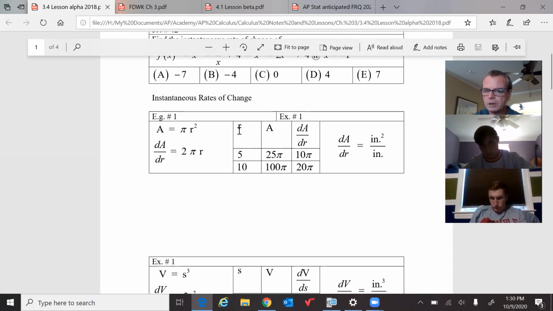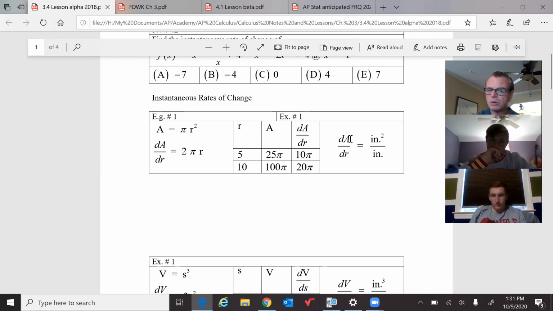I've got my input, my output, and my instantaneous change. So as per the example, if I put a 5, if r is 5, the area would be pi times 5 squared. The instantaneous change would be 2 times pi times 5. If I put 10, I would get these outputs. So what's happening? The area is expanding faster when the radius is larger.